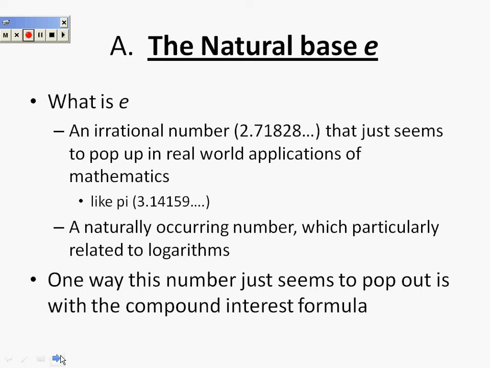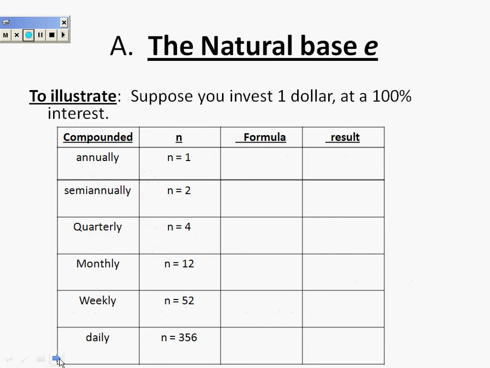It's a naturally occurring number which is particularly related to logarithms. One way this number seems to pop out is with the formula we learned last time, the compound interest formula. I'm going to show you how that is. I'm going to do the first one for you, and then I'm going to let you do the other ones. Now, suppose you invest $1 at 100% interest.